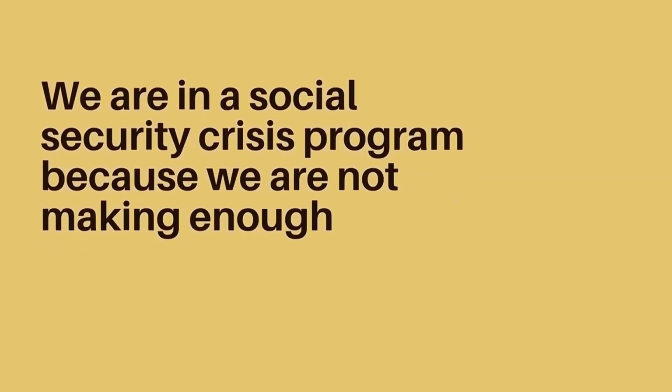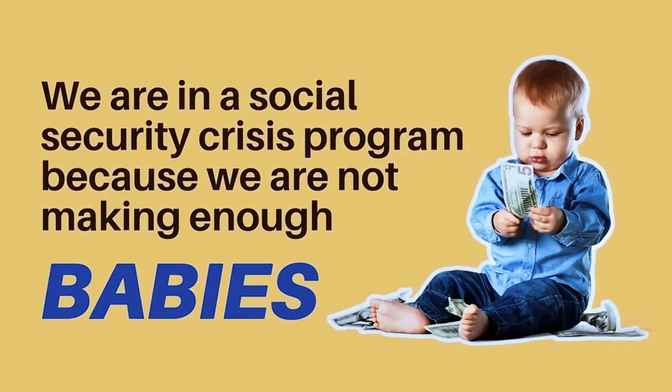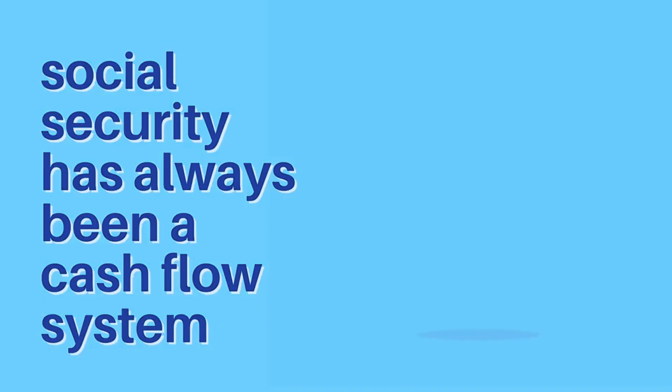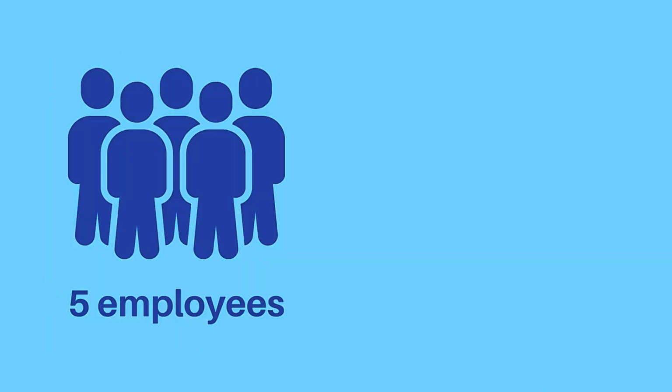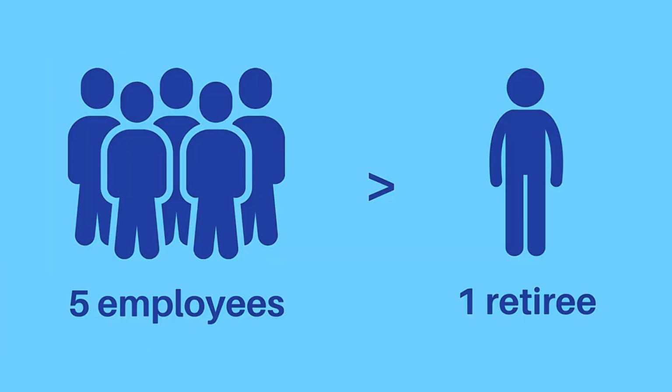5 years. We are in a Social Security crisis program because we're not making enough babies. And that happened 18 years ago. When we stopped making enough babies that are not entering the workforce right now, there's not enough people to pay in. This is a cash flow system, by the way. Social Security has always been a cash flow system. In the 1960s, there were 5 employees working for every 1 person retired. Right now, there's only 2.5. It's been cut in half. Why? Less babies and longer life expectancy. So Social Security topic is a huge topic.